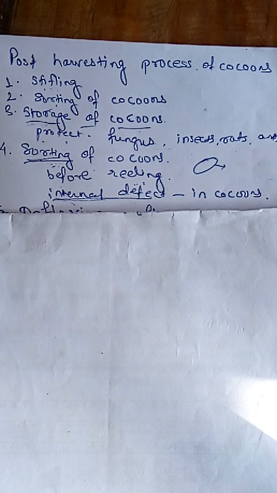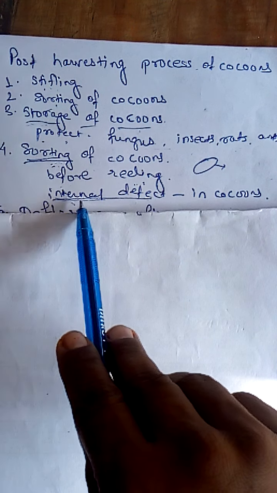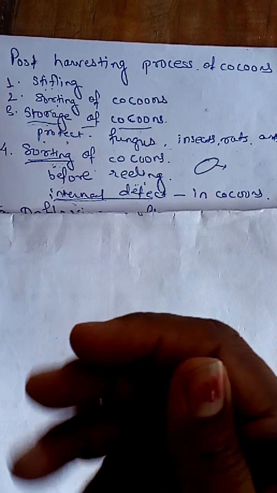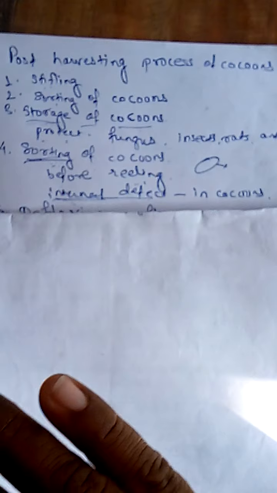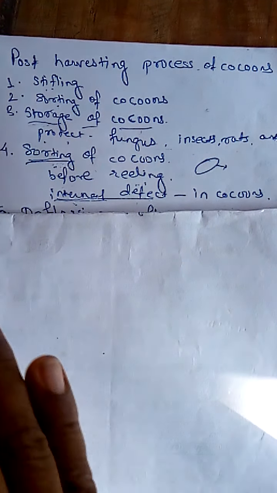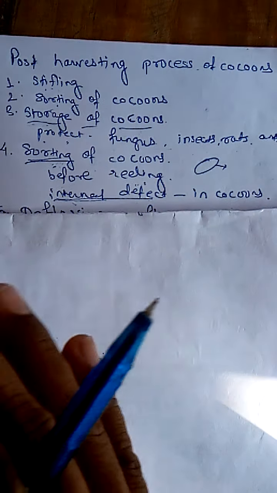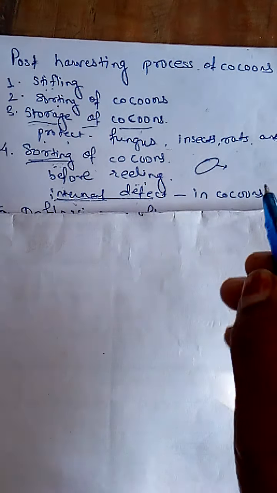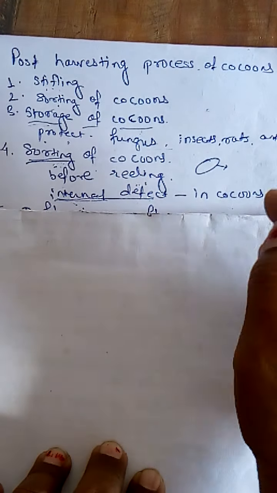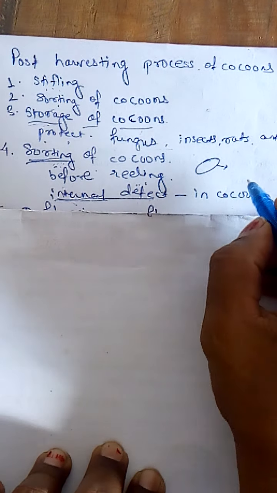For detecting the internal defect of the cocoons, we are using a specific type of platform, and below that platform the electric bulbs or fluorescent lights are there, and the cocoons slowly pass through that particular platform.